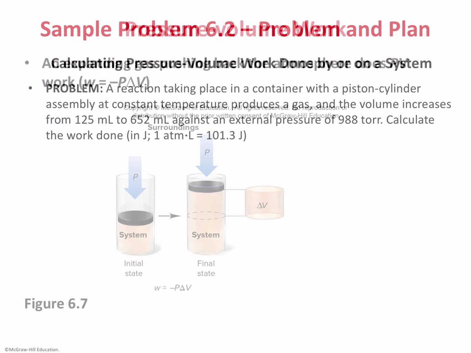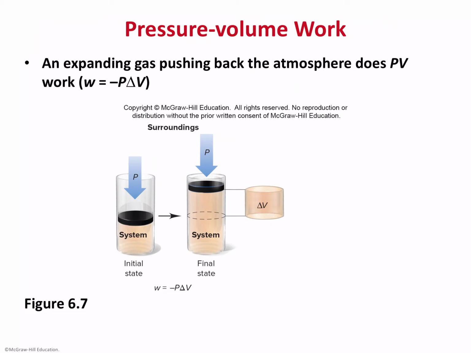Okay, so this is the second section for chapter 6. Here we're going to learn about another type of work that is called pressure-volume work. Meaning, if the pressure is given and then we have a change in the volume, how can we find out the work for that? Normally this applies for gases, pressure-volume work. An expanding gas, pushing back the atmosphere, does PV work.